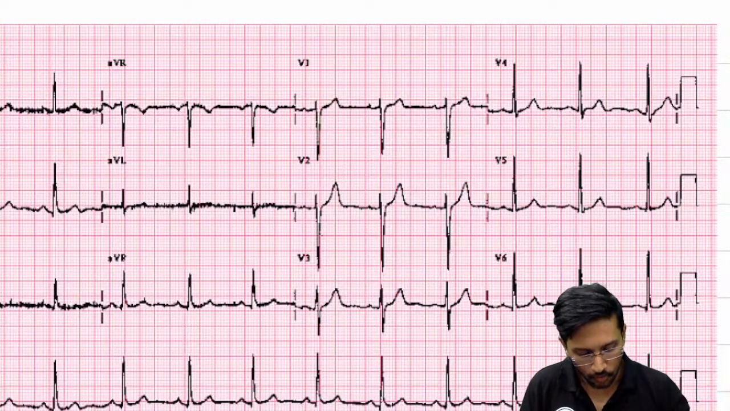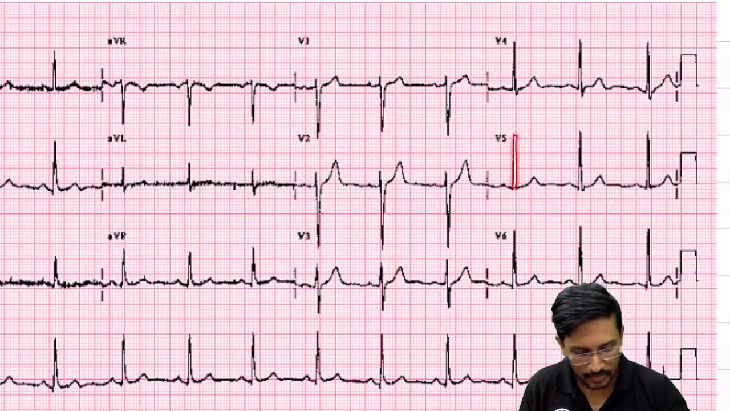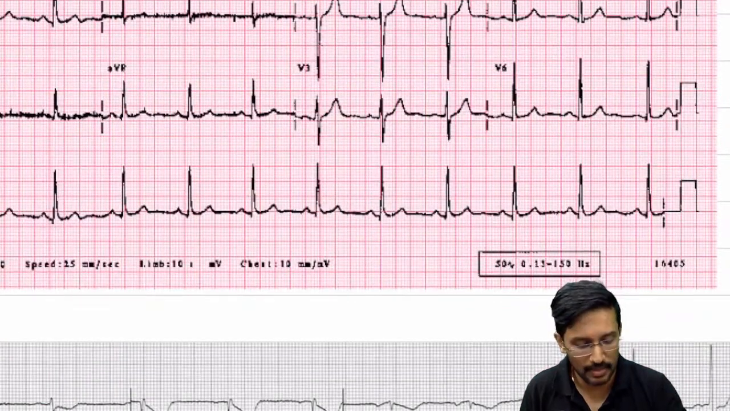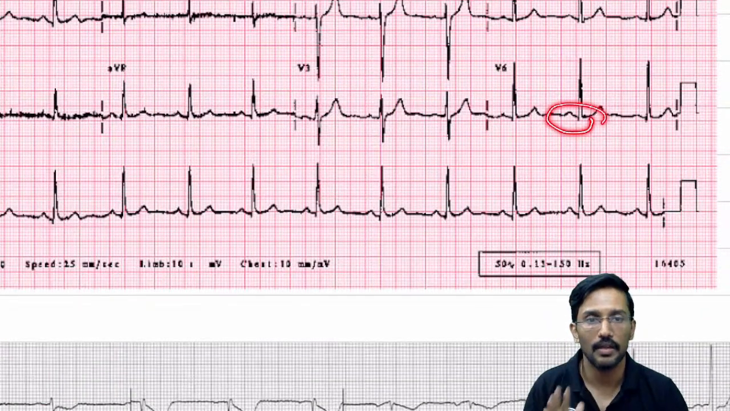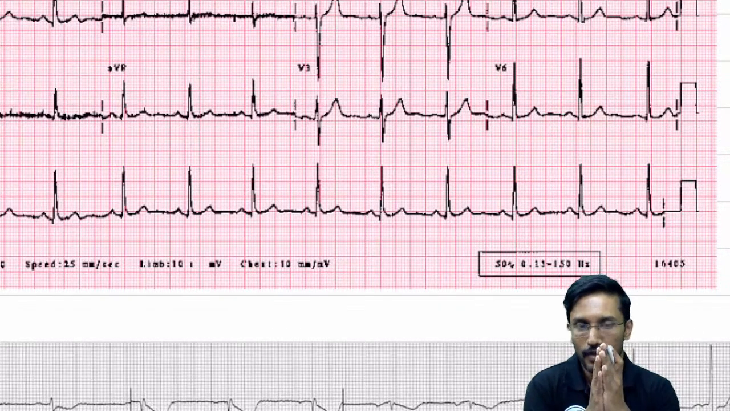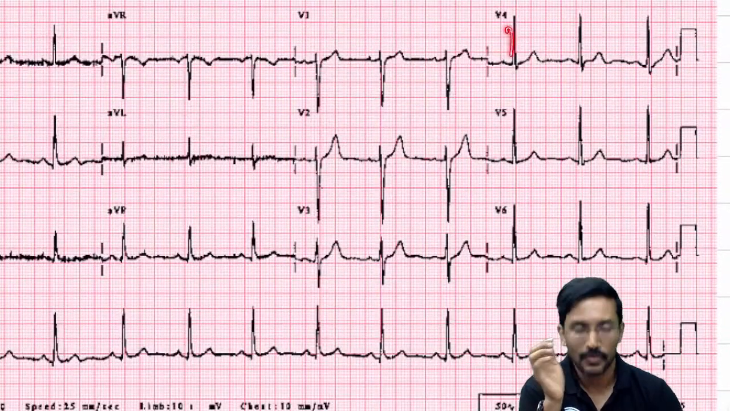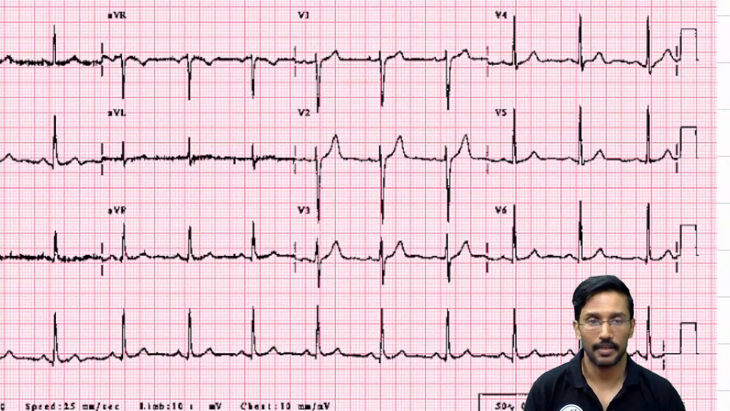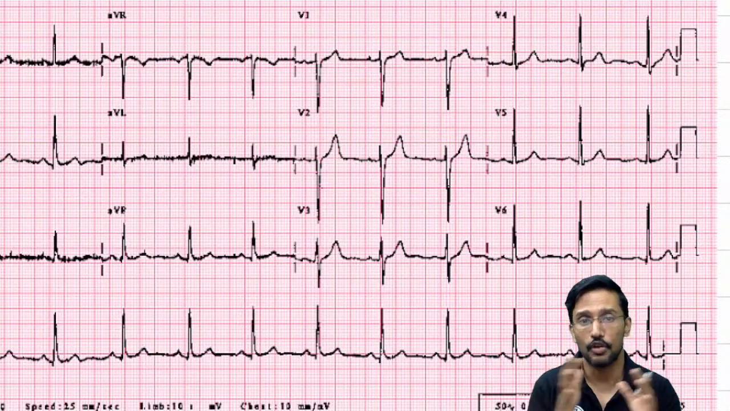But as I go forward, R is becoming taller and taller, and S is barely recognizable. By the time I reach V6, S is barely recognizable. This is what we call the progression of R waves. So if I measure the voltage of the R wave or S wave, it will be different in different leads. So we cannot define normal for individual leads.